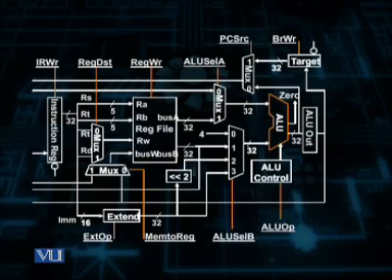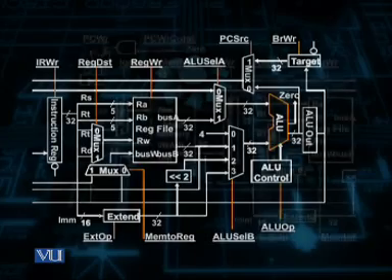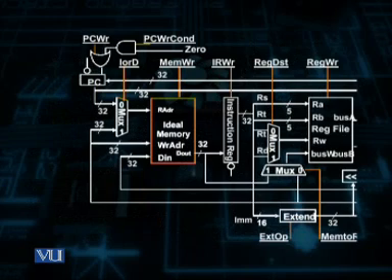PCSRC, which is the program counter source input of the multiplexer 2, is made equal to 0, and the control signal PC write, which is PCWR, is asserted to load the updated value of the program counter, which is equal to PC plus 4, to the program counter as the address of the next instruction. Now let us see what is happening during clock cycle 2.